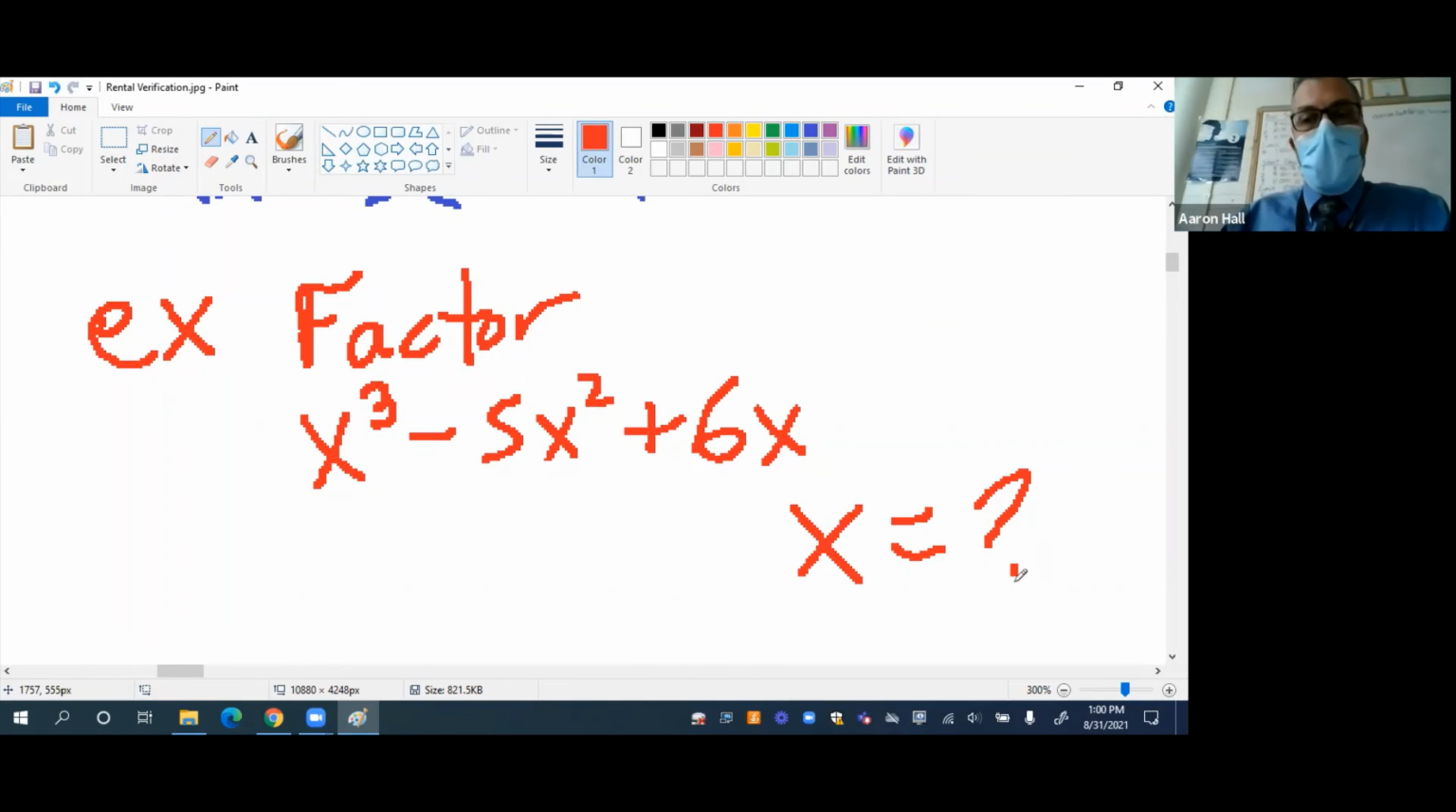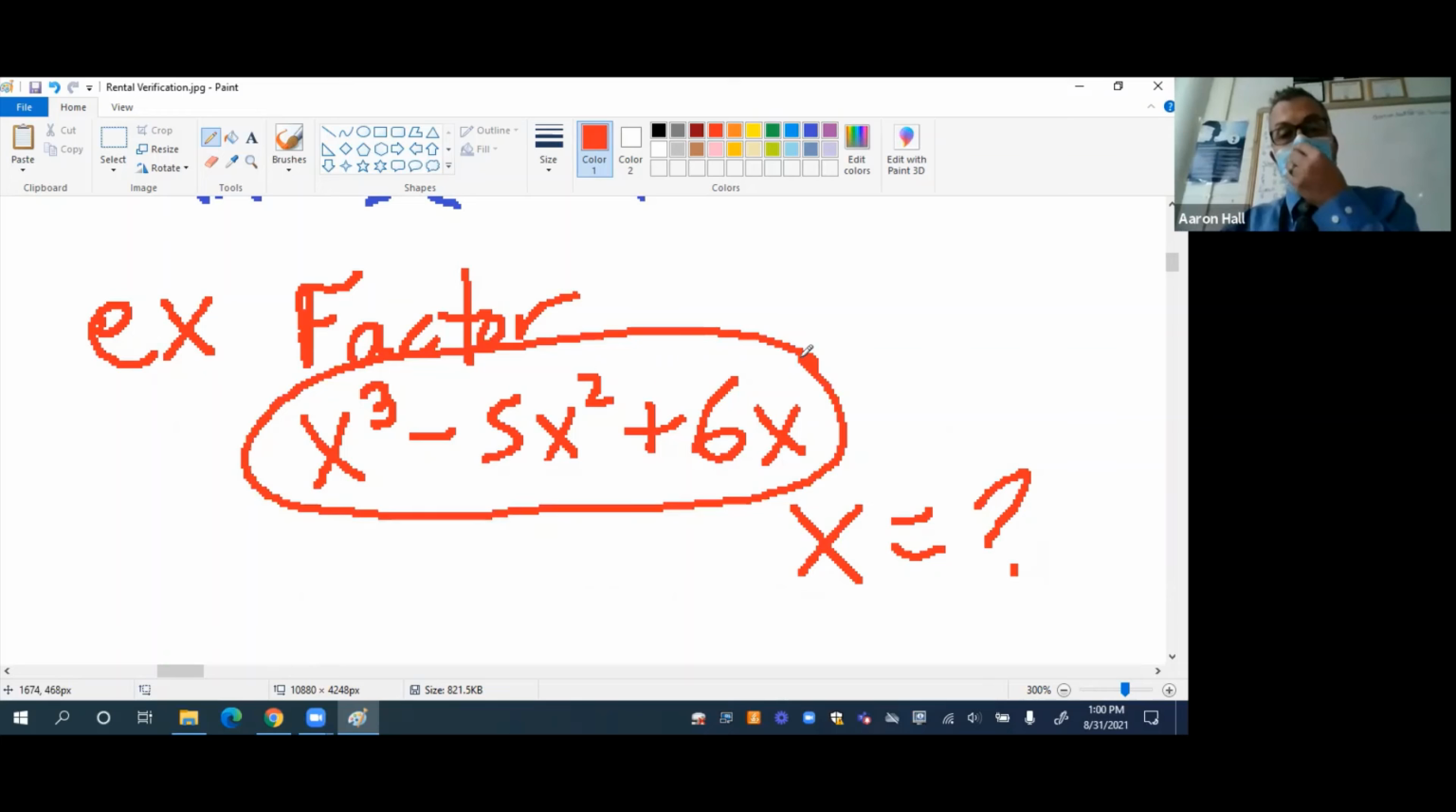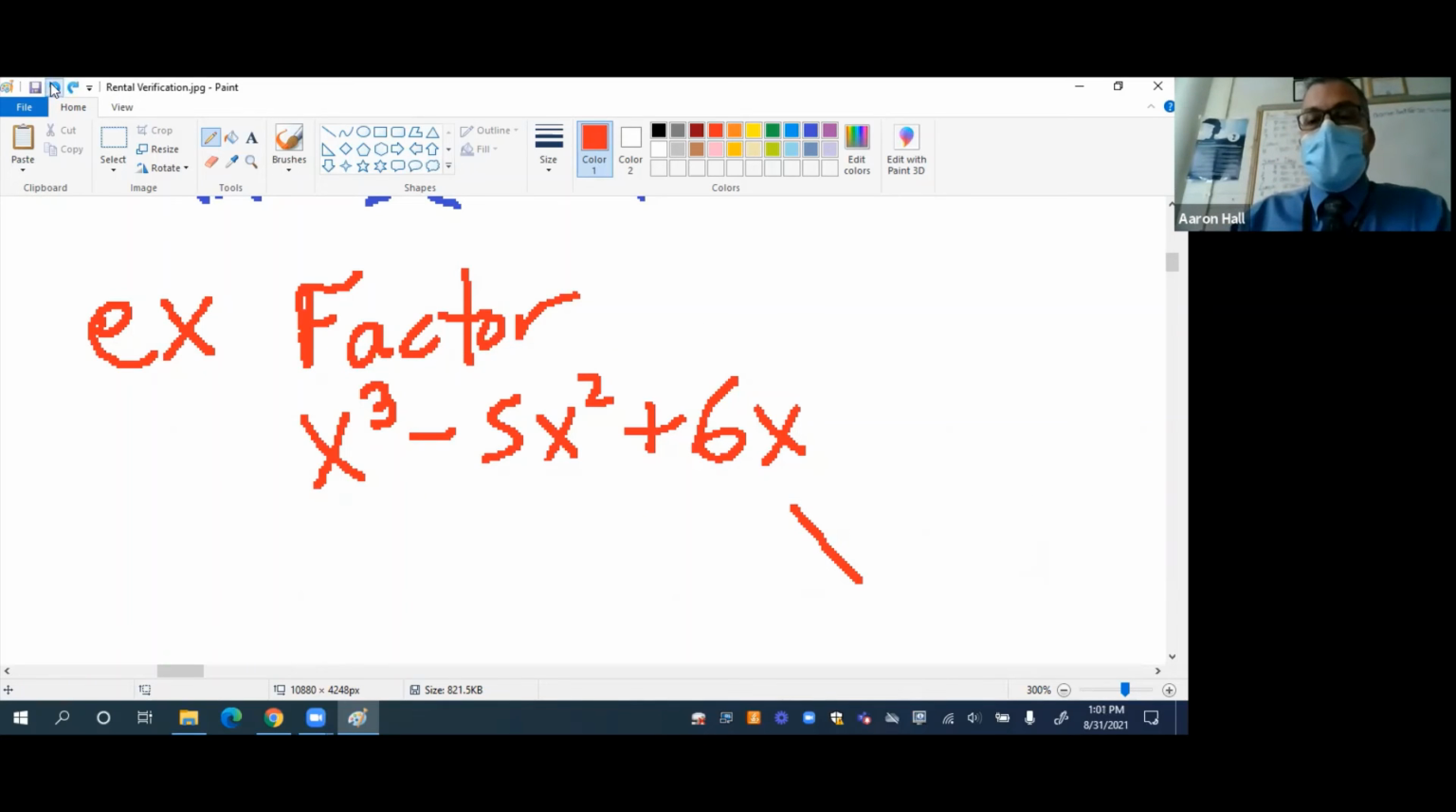The answer is no. Why not? It's an expression, not an equation. Why is this not an equation? Doesn't equal anything. Yeah, it doesn't equal anything. I don't know whether this equals 10 or 0. I don't know what this equals. Because I don't know what this equals, I cannot solve for x.